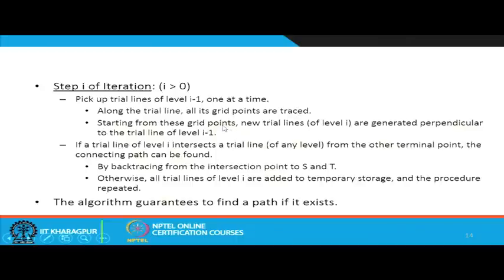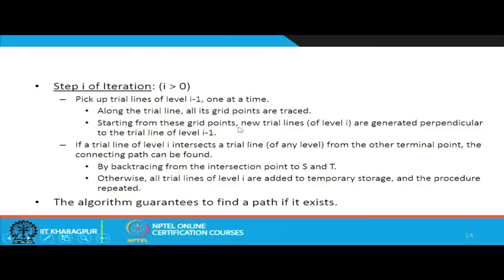Starting from the grid points, new trial lines of this new level i are generated that are perpendicular to the trial line of level i minus 1. Let us try to work this out. So what are you saying? Two things. Along the trial line, the grid points are traced, and starting from these grid points, new trial lines which are perpendicular to the original trial line are generated.